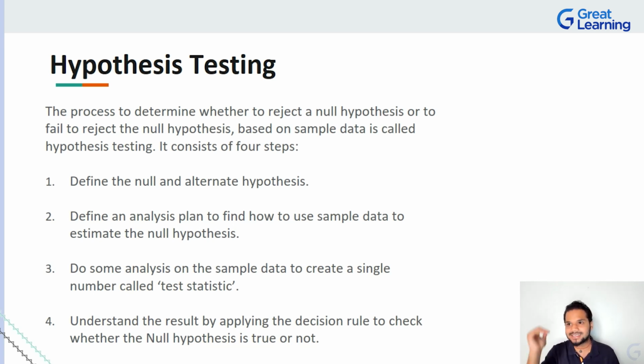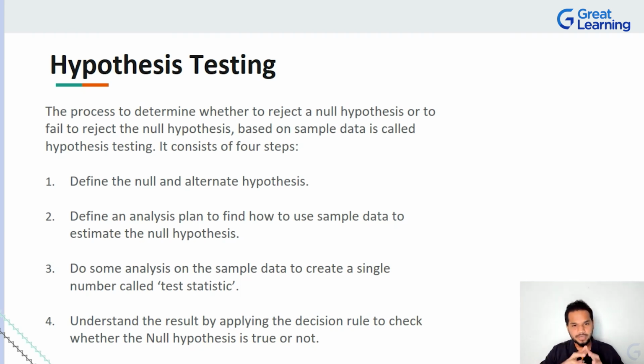Because once you understand and define these concepts, that is how you can later have a plan. That's step number 2. Step number 2 talks about having an analysis plan to use sample data to find out if your null hypothesis is right or wrong. Once you do that, you come to the third step, which is pretty simple. You do some analysis to create a single number, and that single number is usually called the test statistic.